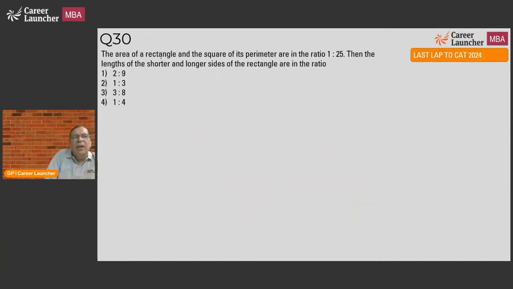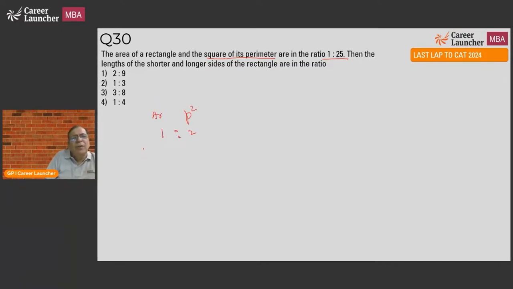Question 30. Area of rectangle and square. The area of a rectangle and the square of its perimeter are in the ratio of 1:25. If the shorter and longer sides are in this ratio, then the length... okay. So this is the shorter side and longer side. What is it saying? The ratio of the area and square of the perimeter is 1:25.